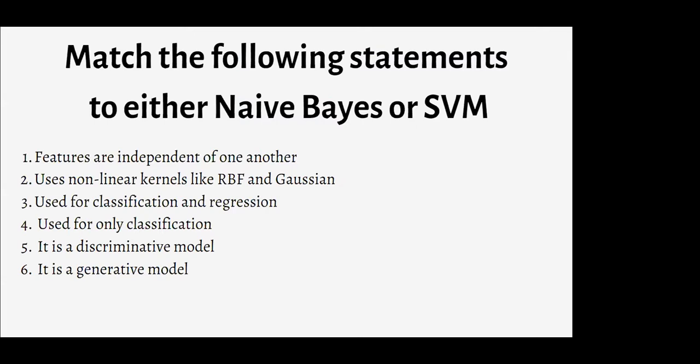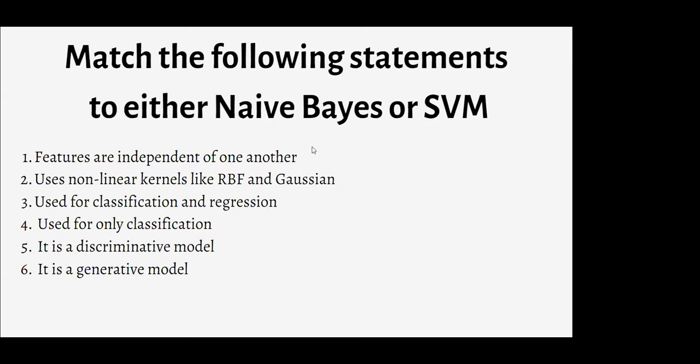The second question is: uses non-linear kernels, RBF and Gaussian. As I mentioned earlier, the kernels that exist in SVM are linear, non-linear, RBF and Gaussian. 83% of the participants answered this right. That's amazing. The third question is: used for classification and regression. 73% of the people answered SVM, which is correct. SVM is definitely used for classification and regression, but it's popularly used for classification.